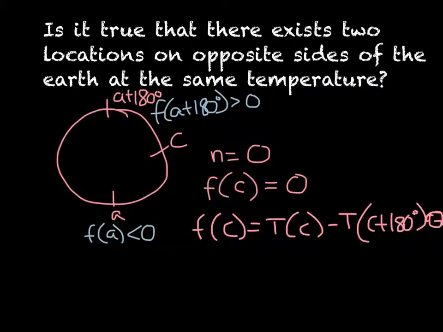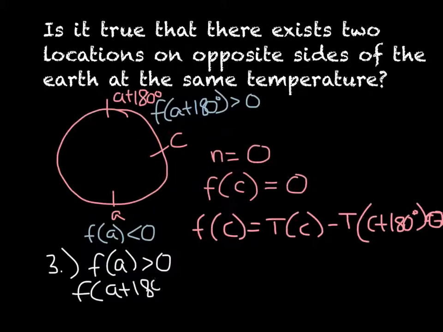There is a third case. If f of A is greater than 0, then you can go through the exact same reasoning and say that f at the point opposite it is less than 0, and again apply the intermediate value theorem to show that there must exist a point between them where the difference in temperature is 0.